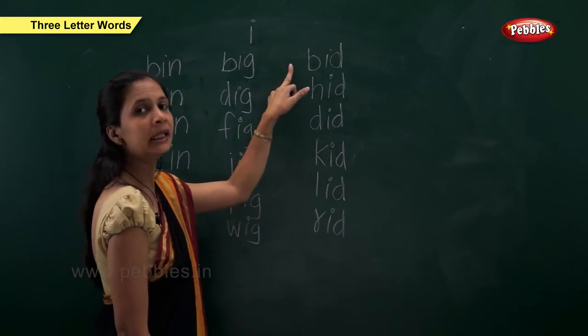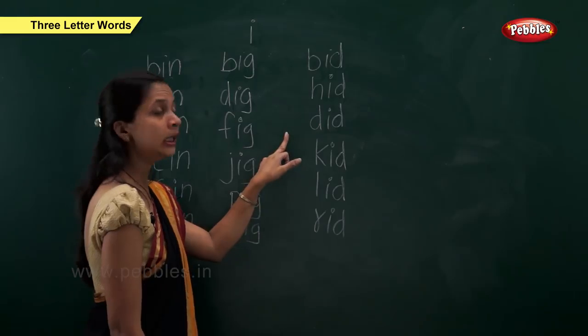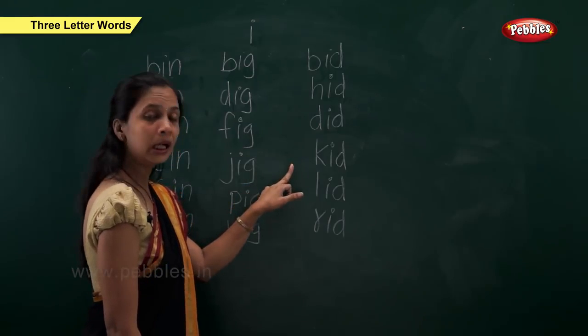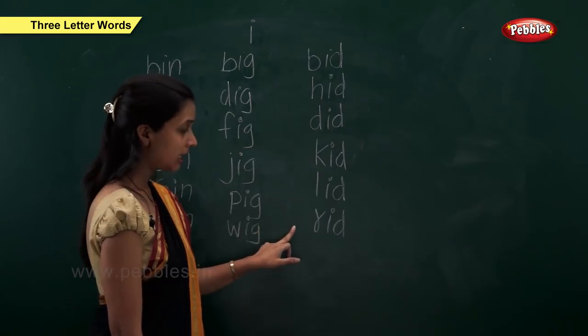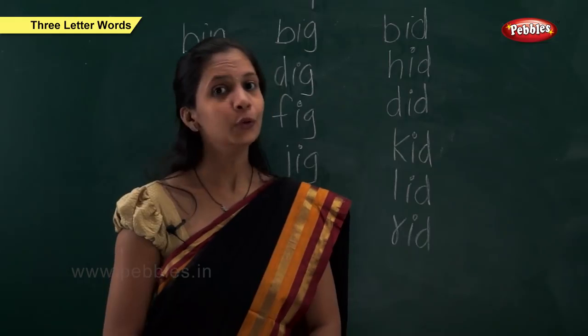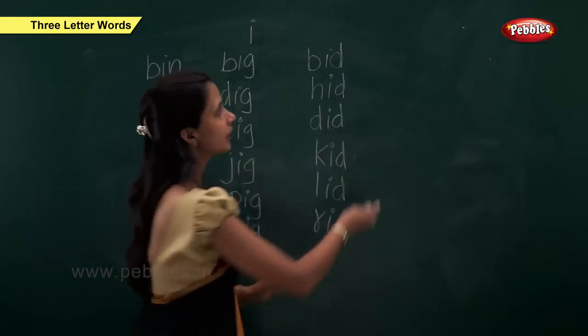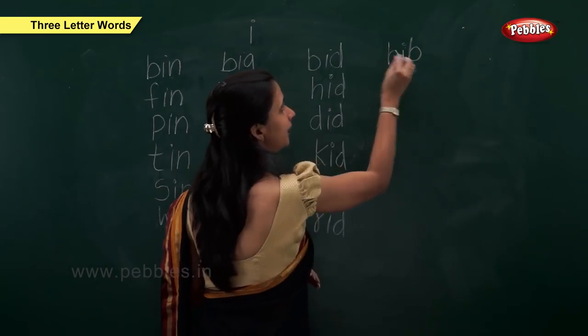B, I, D, bid. H, I, D, hid. D, I, D, did. K, I, D, kid. L, I, D, lid. And R, I, D, rid. Now we will take few more words. Okay. B, I, B, bib.